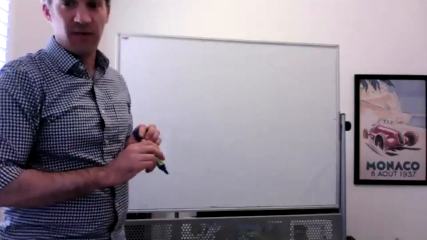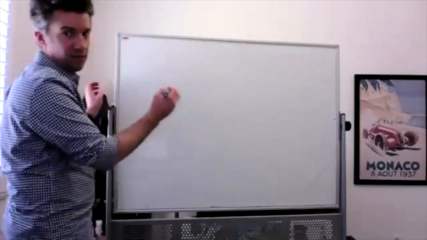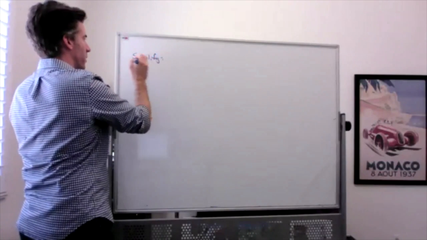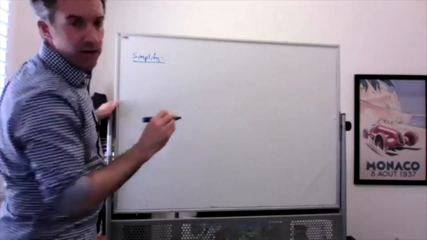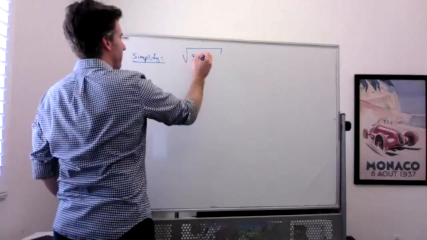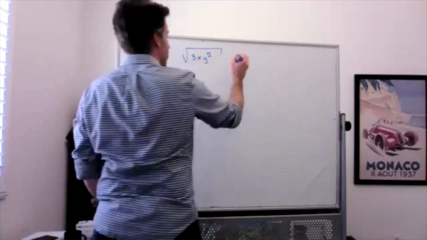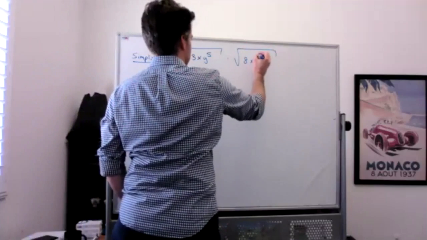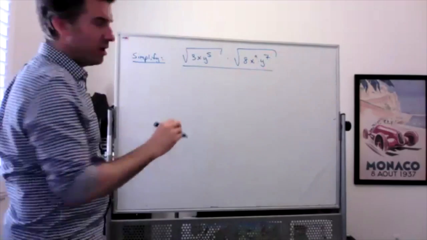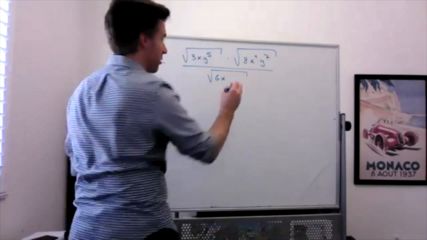So I want to do some simplifying of things because I feel like when I've taught this section before, I haven't done enough examples. So we're going to simplify the following expressions. I've got the square root of 3 times x y to the 5th, times the square root of 8 times x to the 9th times y to the 7th, divided by the square root of 6x squared y cubed.